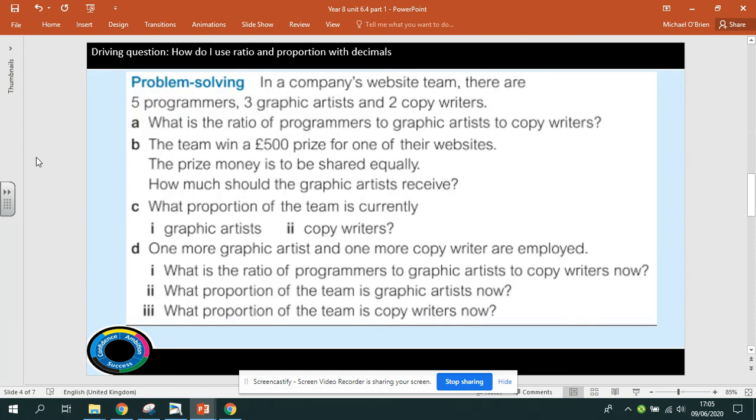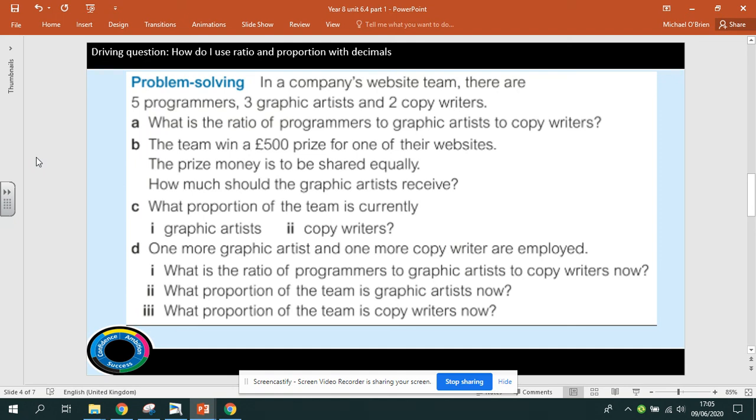Right, so this is quite a long question for you to look at. I'll read it out to you, and then we shall start it. In a company's website team, there are 5 programmers, 3 graphic artists, and 2 copywriters. What's the ratio of programmers to graphic artists to copywriters? The team win a £500 prize for one of their websites. Prize money is to be shared equally. How much should the graphic artists receive?